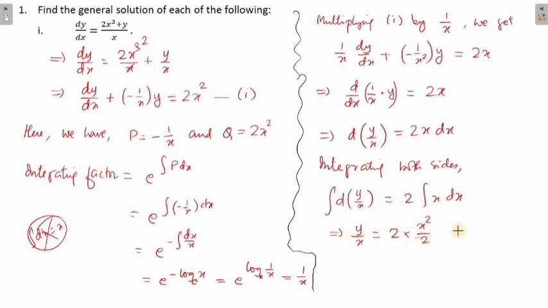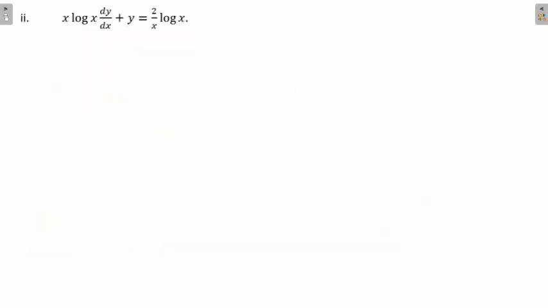Since you are done with the integration, you can put a constant of integration here. So 2 and 2 get cancelled. From here, y is going to be, do the cross multiplication, so you get x cube plus cx. So this is the general solution. The question is asking you to find the general solution of the given differential equation, so this gives you the general solution. You may pause the video and note down your solution. Let's move to the next question.